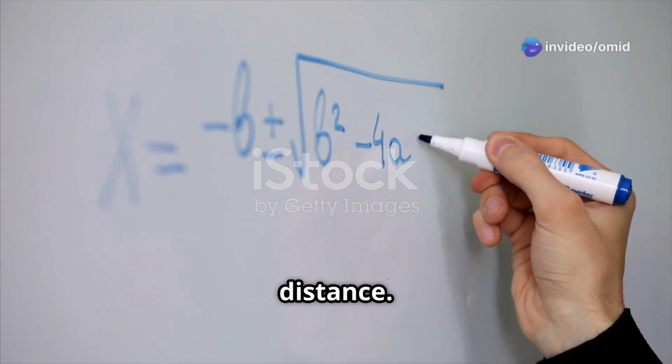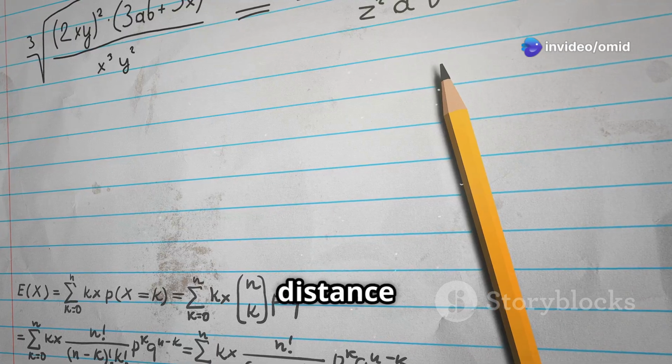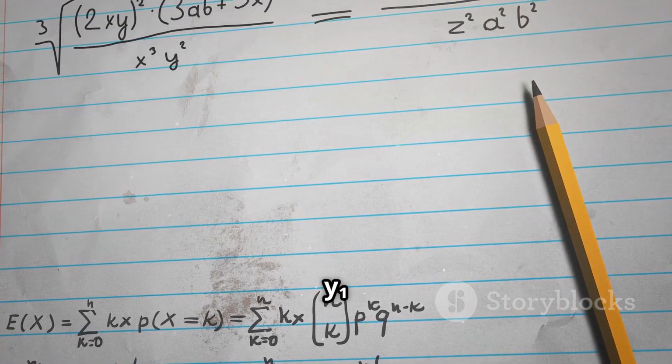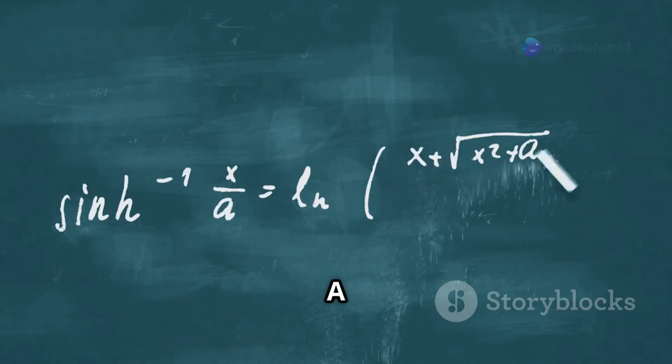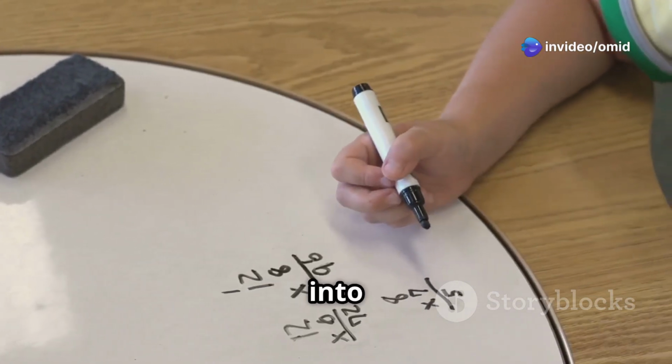Let's talk about distance. In analytical geometry, we can find the distance between any 2 points. We use the distance formula, the square root of (x2 - x1) squared plus (y2 - y1) squared. It looks scary, but it's not that bad. Let's say we have 2 points, A (1, 2) and B (4, 6). To find the distance, we simply plug the coordinates into our formula.